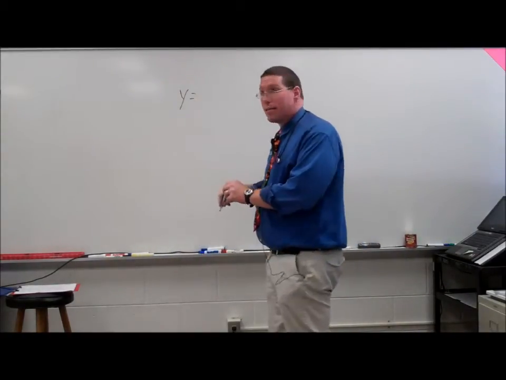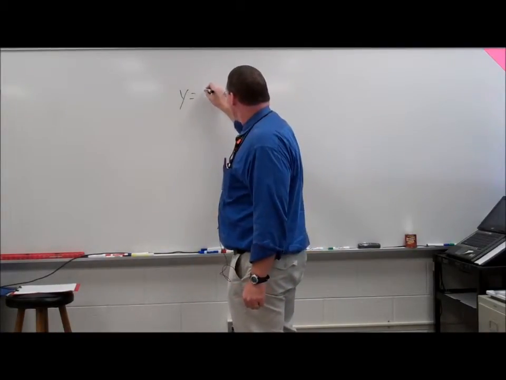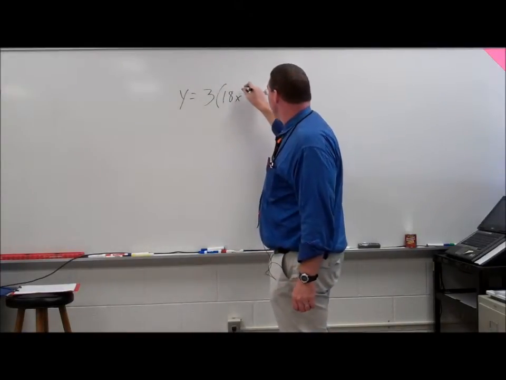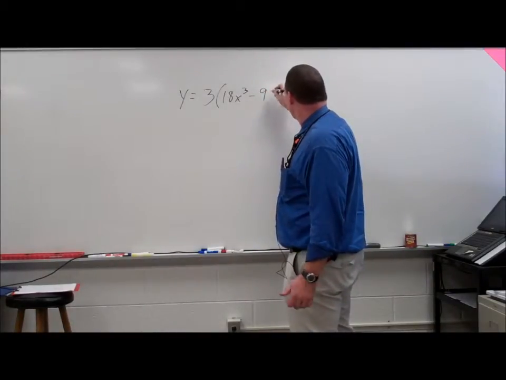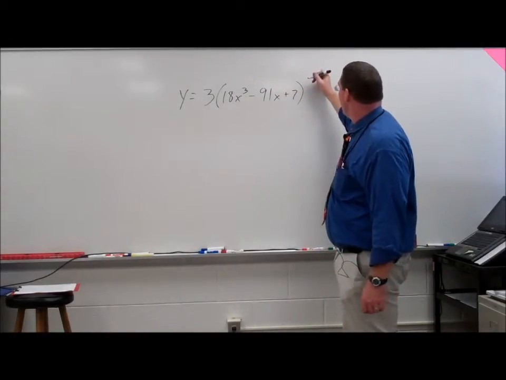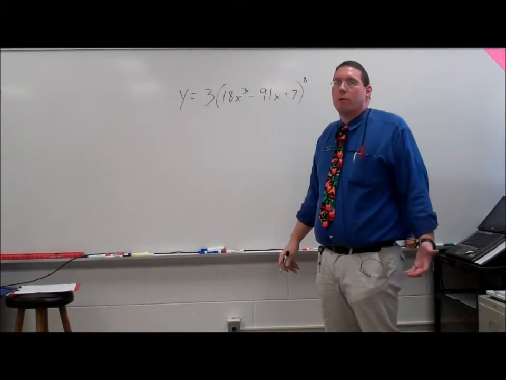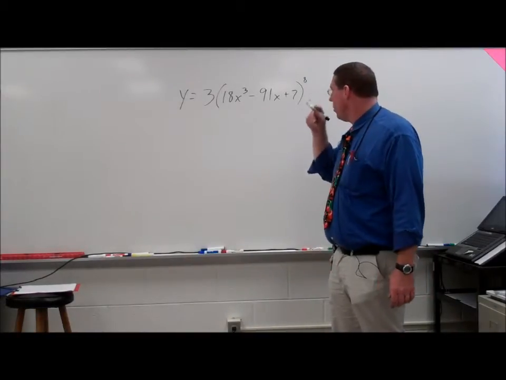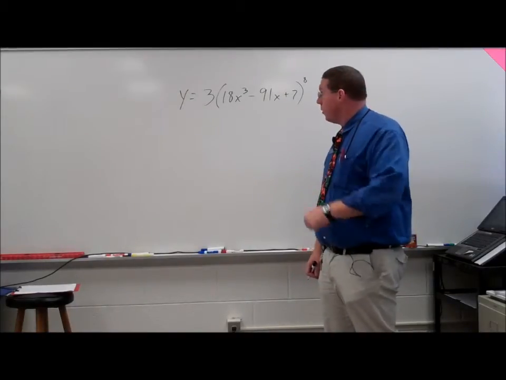Okay, so we're going to say that y is equal to, let's say, 3 times 18x to the 3rd minus 91x plus 7, just for fun. And we'll put this to the, I don't know, we'll make it to the 8th power, okay? It doesn't really matter. As long as we know how to do basic multiplication and the power rule, we're good. So go ahead and pause it now, and then come back in a minute after you've done it, and we'll work it out.